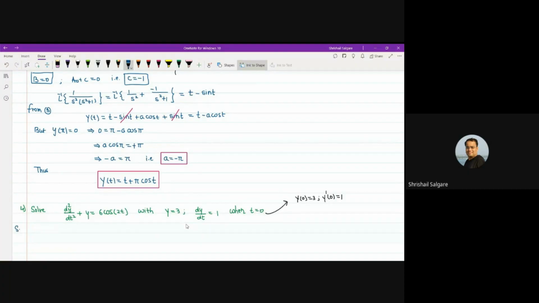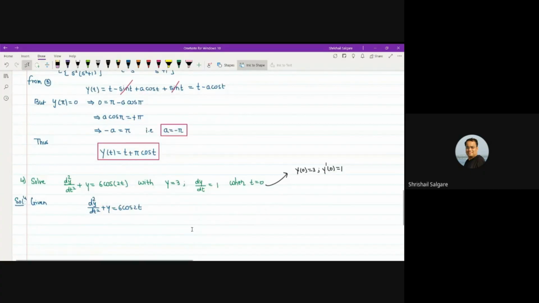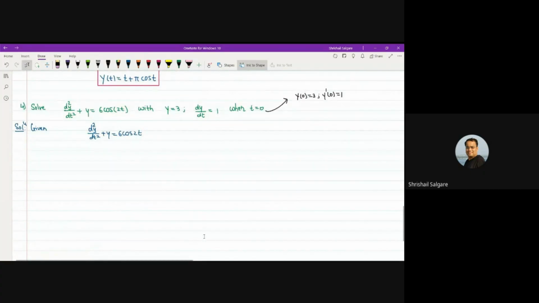I think no response from the student. So given that d2y by dt square plus y is equal to 6 into cos of 2t. Apply Laplace transform. I will not write all the steps. If you apply the Laplace transform, it will come as, I will give 5 minutes.